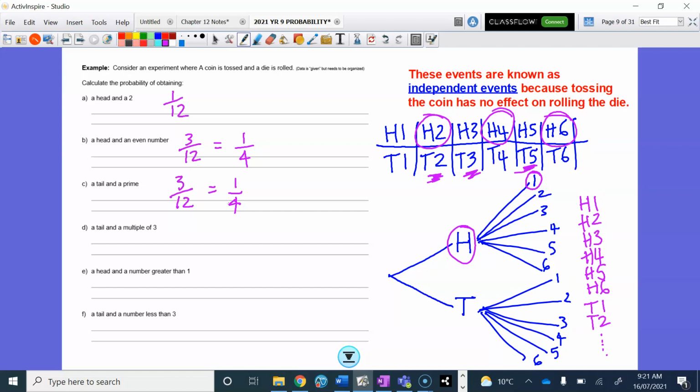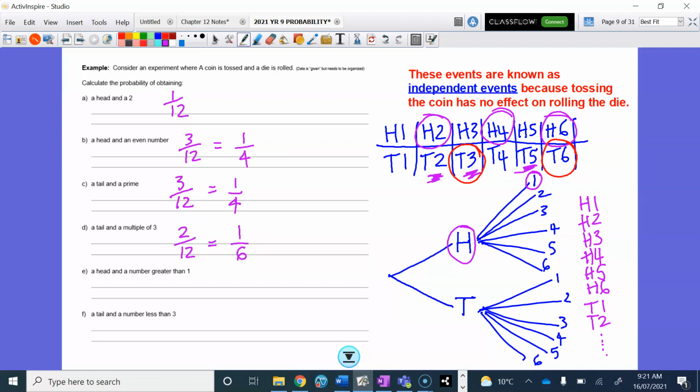A tail and a multiple of 3. Multiples of 3, if we're counting by 3, are 3, 6, 9, 12, and so on. So the only multiples of 3 in this experiment with a tail are a 3 and a 6. So for part D, the probability of a tail and a multiple of 3 would be 2/12 or 1/6.